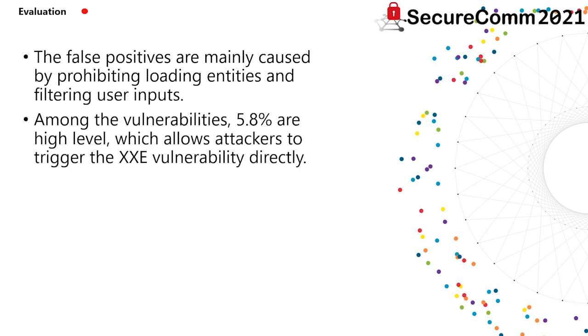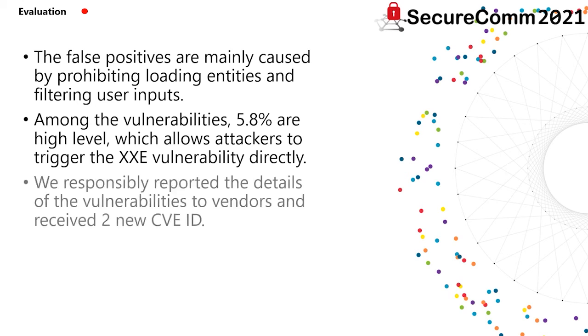Among the vulnerabilities, 5.8% are high-level, which allows attackers to trigger the XXE vulnerability directly. 22.6% are medium-level, and they can lead to security events only when dealing with malicious XML files. For example, in module PHP Excel, XML files are parsed without sanitation before version 1.8.0. 33.1% are low-level, as only with extra vulnerabilities could we launch the next attack. At last, 38.5% are minimal-level, whose trigger conditions are very harsh.